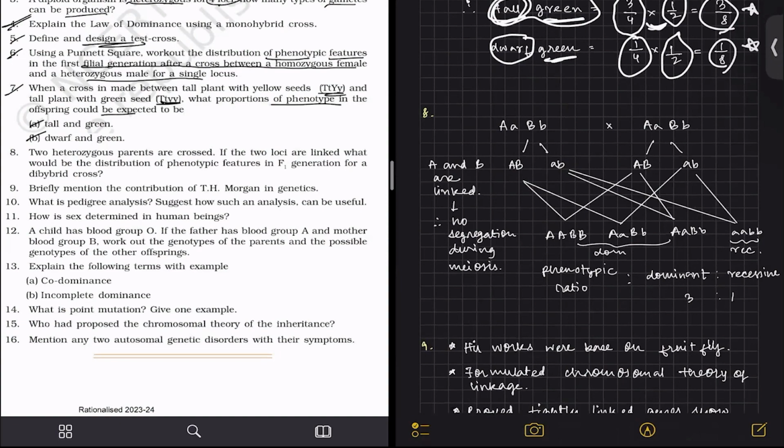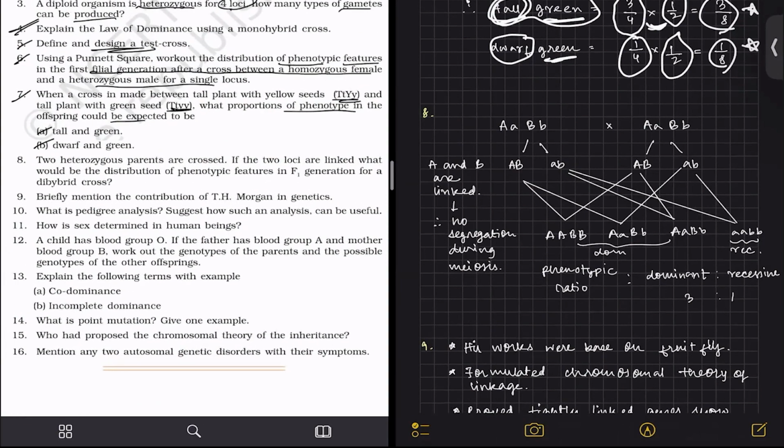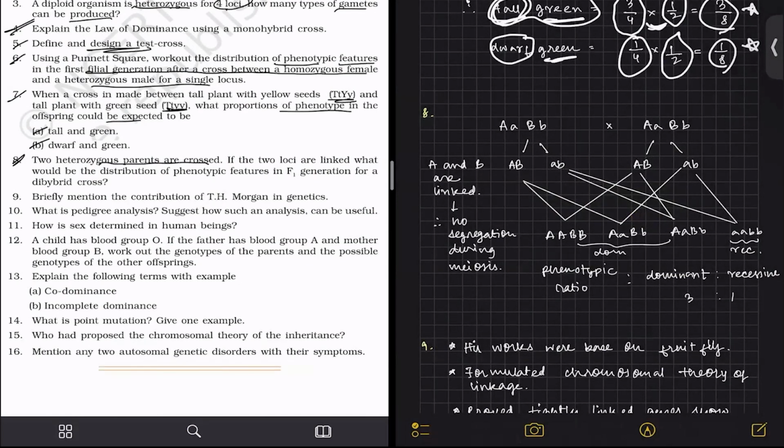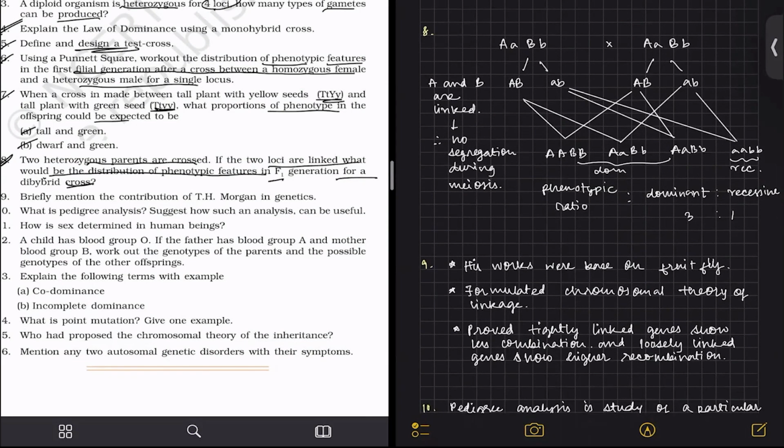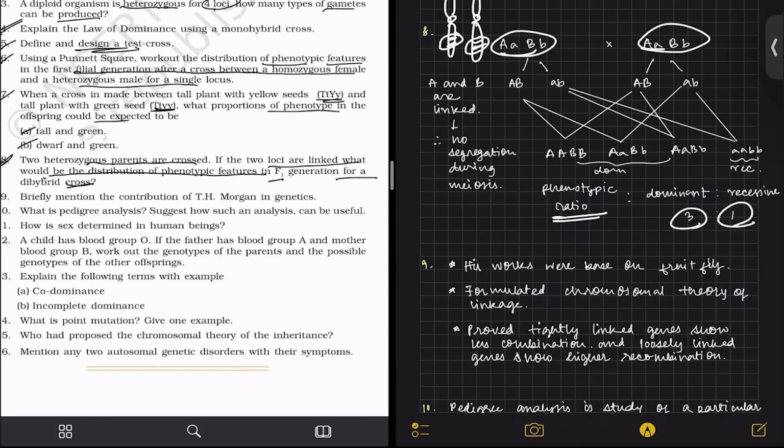And now coming to the next question. Two heterozygous parents are crossed. If the two loci are linked, what will be the distribution of phenotypic features in the F1 generation for a dihybrid cross? If the genes are linked, they behave as a single gene. We have also read that in the chapter while discussing linkage: if two genes are present on a single chromosome, they are linked to each other and there is no recombination, then both of the genes will behave as a single gene. And the phenotypic ratio will be 3:1, and that is it.